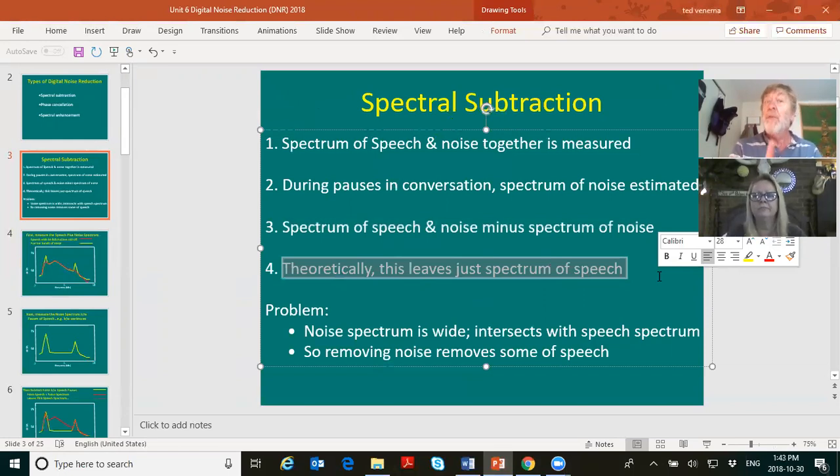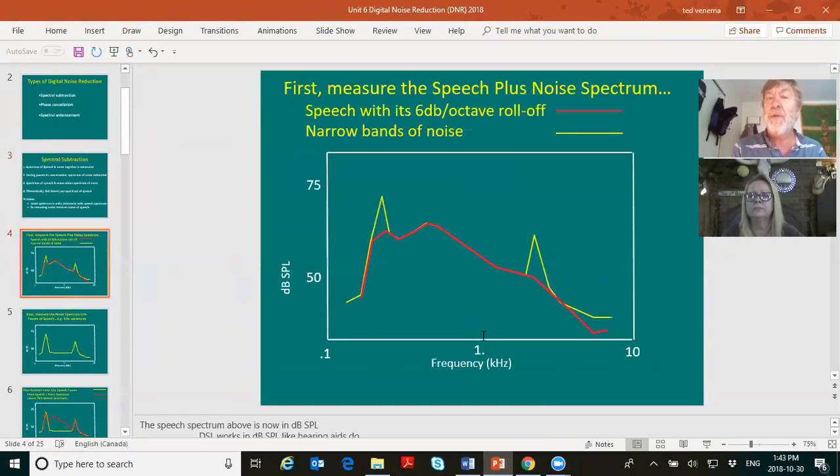The problem is, noise spectrum is wide, and so is speech. They're both wide. Let's look at an example: here's speech and noise spectrum. The red is the speech spectrum. And look at the two cat's ears, the yellow points sticking up. Let's pretend that the background noise was two different frequencies and they were narrow bands of noise. So you had one narrow band of noise here and another narrow band of noise here. So guess what?